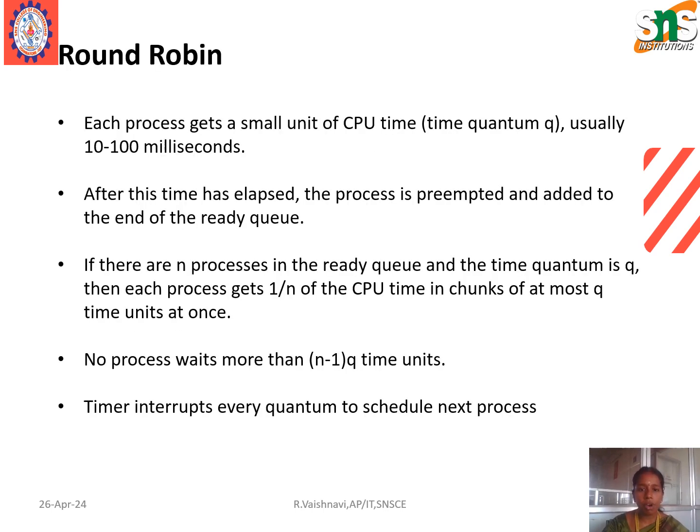Each process gets a small unit of CPU time, that is the time quantum Q, usually 10 to 100 milliseconds. After this time has elapsed, the process is preempted and added to the end of the ready queue. If there are n processes in the ready queue and the time quantum is Q, then each process gets 1 divided by n of the CPU time in chunks of at most Q time units at once. Next, no process waits more than n minus 1 times Q time units. A timer interrupts every quantum to schedule the next process.